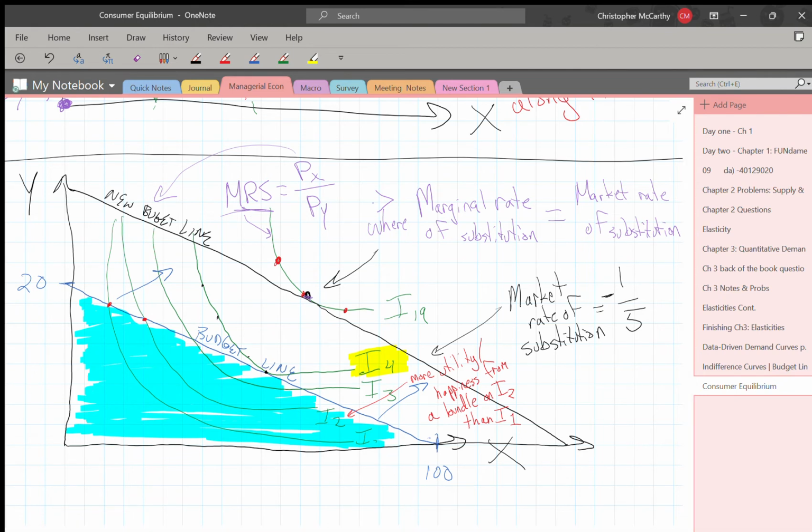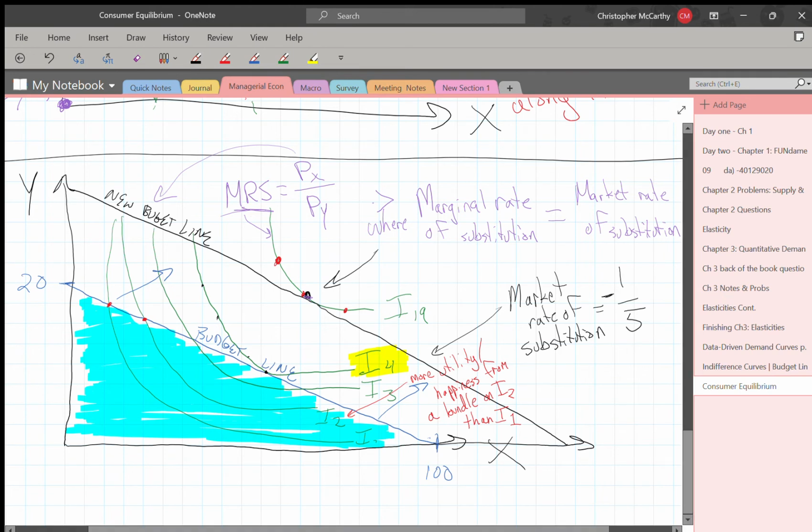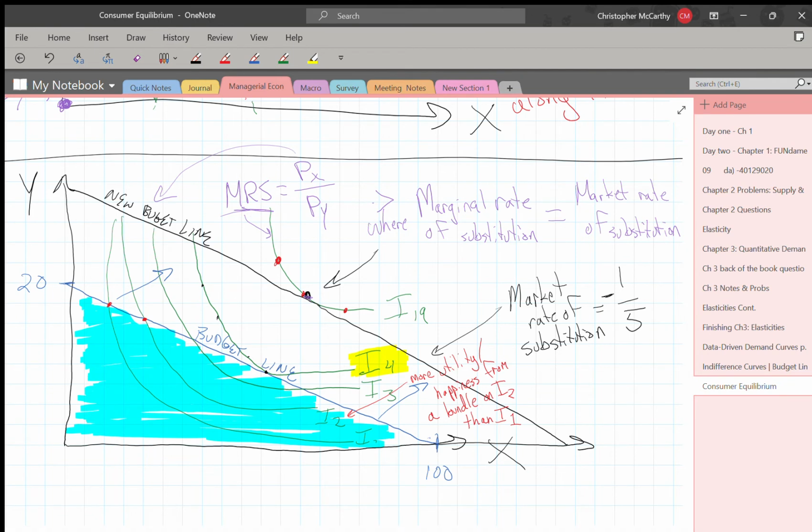It's talking about how much do I value myself. How much do I value good X compared to good Y? Whereas the budget line is talking about the market. How much does it actually cost if I want to substitute out good X for good Y?